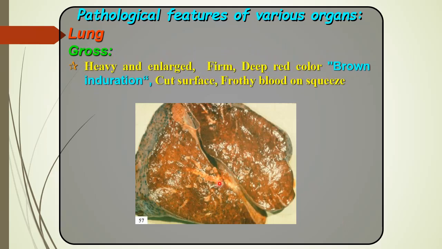This is the gross appearance of the lung tissue in case of pulmonary venous congestion. The gross picture shows the lung tissue is heavy, enlarged, firm, and deep red in color, which is called brown induration, and its cut surface shows frothy blood on squeeze. This is the gross appearance of the lung tissue in case of venous congestion.